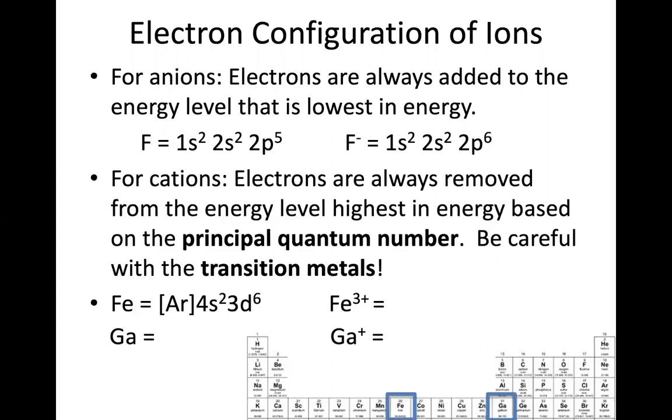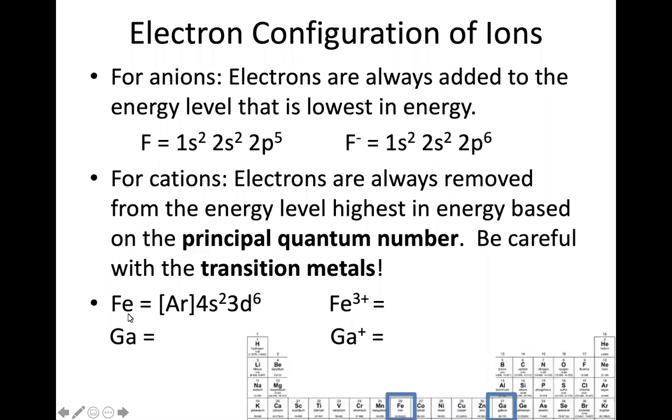Now, when we're making cations, we've got to be careful on this. Cations are always removed from the energy level that has the highest principal quantum number. And we have to be really careful here when it comes to our transition metals. Really common exam question is making cations for things that might be transition metals. The reason we have to be careful is remember when we were populating to get to our transition metals, it was our 4s and then our 3d and then our 4p afterwards. Those were the different groupings.